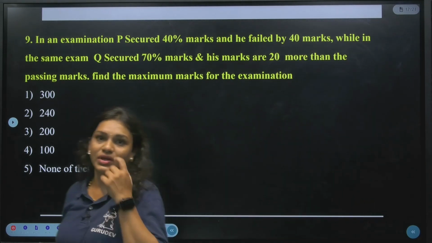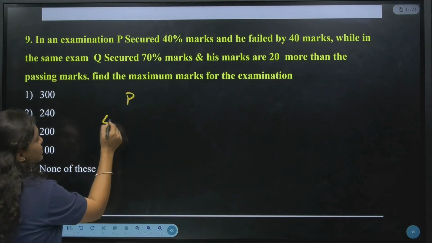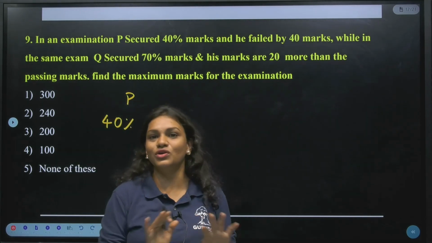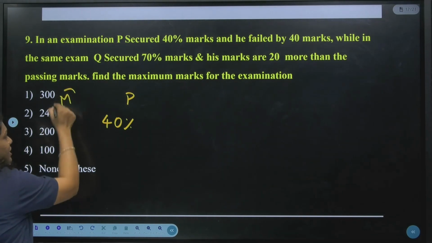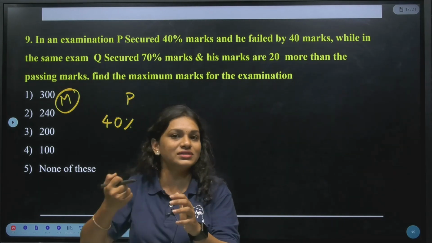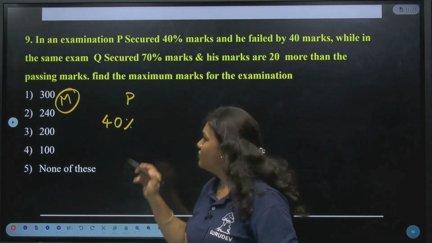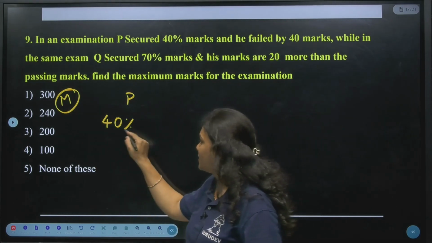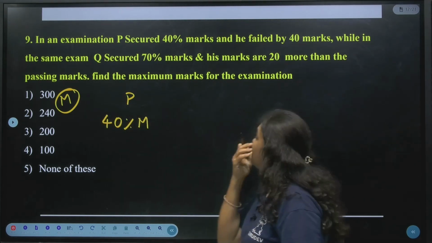Try to understand here. In this type of question, P secured 40% of marks. Do we know what the exact total marks are? We don't know that. So let us consider the total marks as M. If I say the total marks are 100, and 40% is scored, then 40% of 100 will be how much? It is 40, right? Similarly, we don't know exactly what the total marks are, so if I consider this as M, then 40% of the maximum marks was scored by P. Is it clear? Yes. Now next.